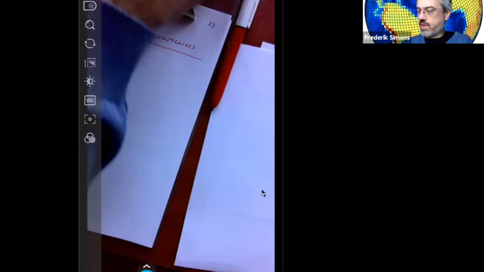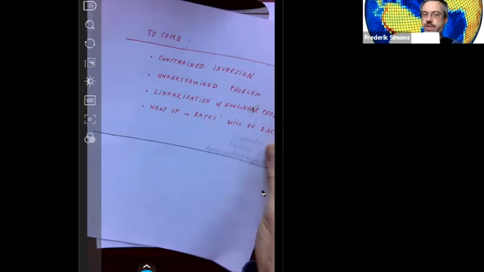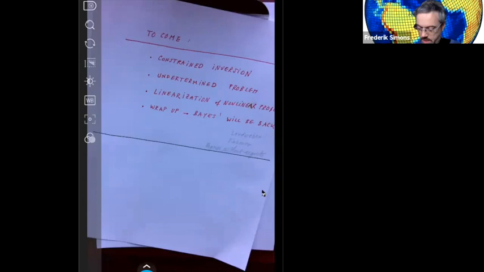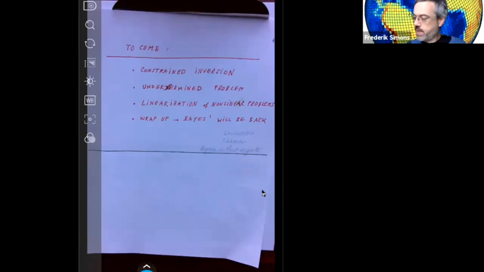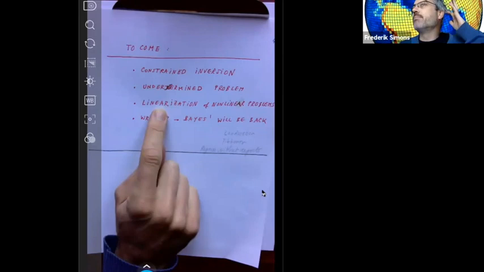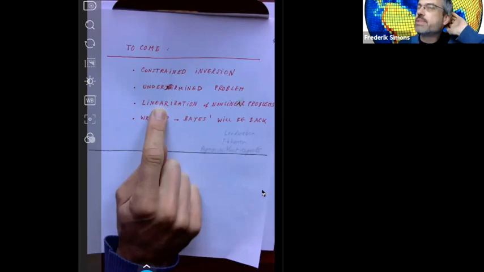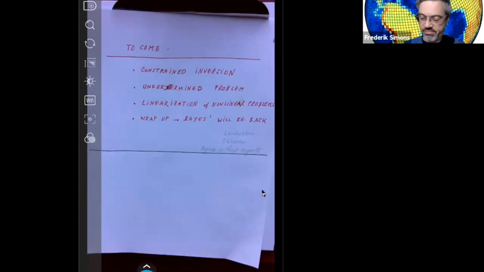Okay. I told you we're going to do constrained inversion. Underdetermined problem. Oh, wow. Look at that. A further show of how the closer to your notes you are, the less well you can spell. Underdetermined, right? That's to come. We haven't talked about that. Linearization of nonlinear problems. That's going to be Geiger's method. Geiger is the name of an earthquake location method, which is known by various other names. I just mention it here because this is 120 years old and you'll find it under that name. And then wrap this up.